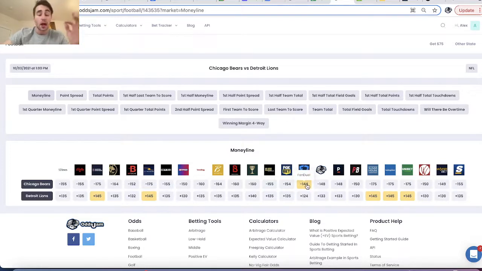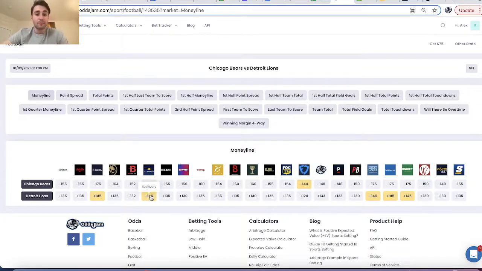FanDuel is going to take a lot more action on the Bears now than BetRivers is because they're giving you a much better price on the Bears, and there are a lot of sports bettors who may be like, okay, well, I think the Bears should be at least minus 160, so they're happy to place their bet on FanDuel, but they're not going to place that bet on BetRivers, right? And then FanDuel may move back up, right? They may be like, okay, well, now we're going to be plus 130 Lions, minus 150 Bears. And the same thing for BetRivers.